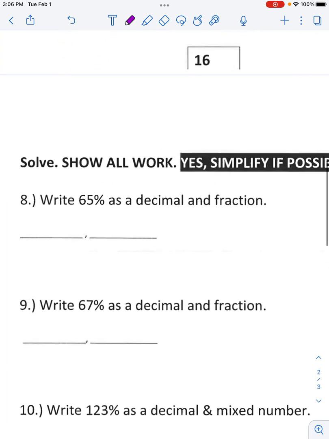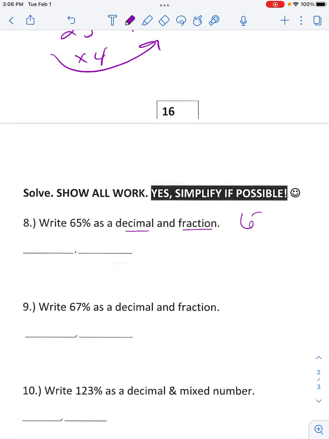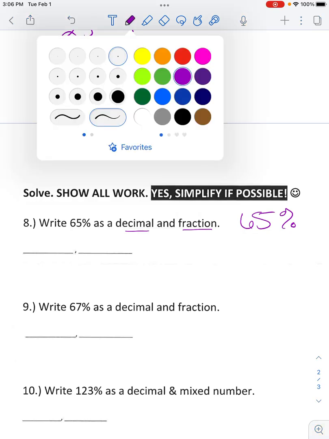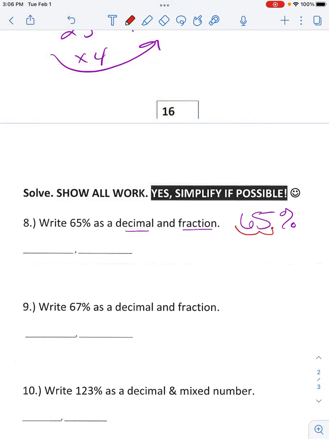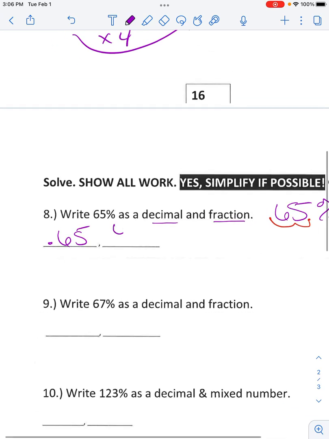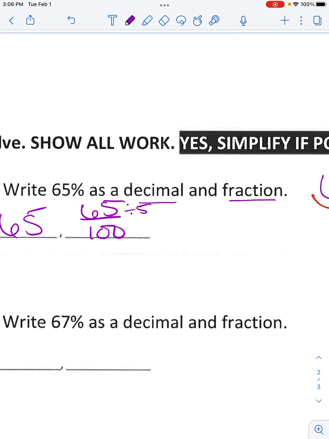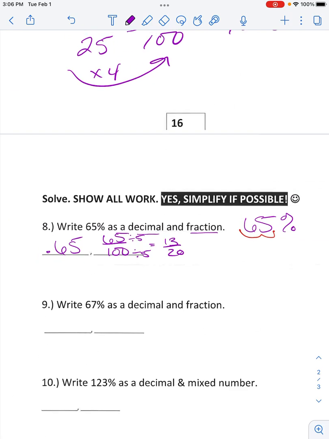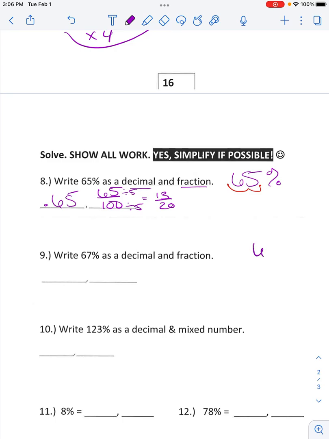Okay. Now let's go the other way. We're going to turn percentages into decimals and fractions. Remember, when you have a percent, you're going to move the decimal twice to the left to make it a decimal. So if you don't see the decimal, it is behind it. Twice to the left, we have 0.65. As a fraction, remember 65% means 65 out of 100. And then we always need to simplify. So we will get 13/20.